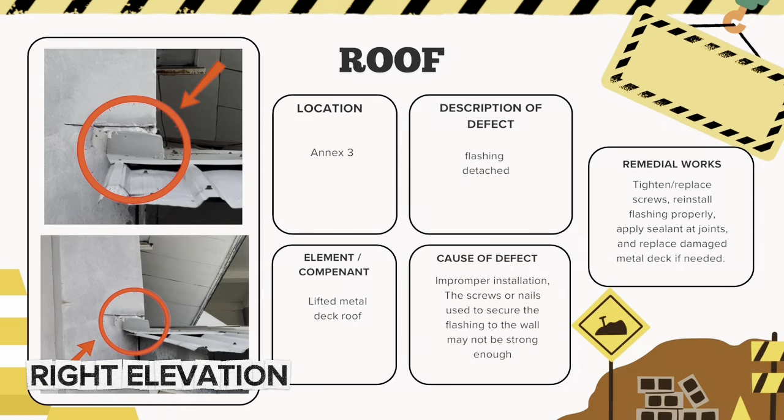In this section, I will explain the defect found during the inspection. First, for the location, the defect was identified at NX3. Next, the element or component involved is lifted metal deck roof. For the description of defect, we observe that the roof flashing was detached. The cause of defect is believed to be improper installation. The screw or nails used to secure the flashing to the wall may not be strong enough.